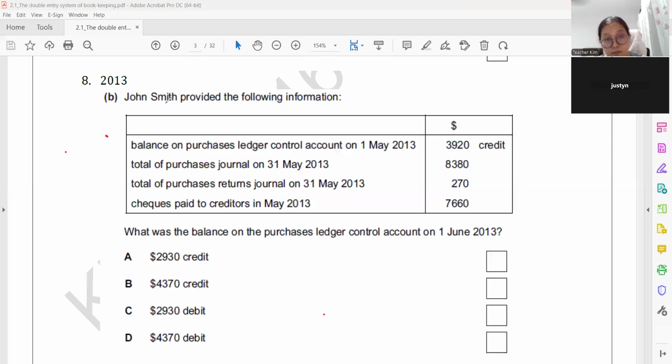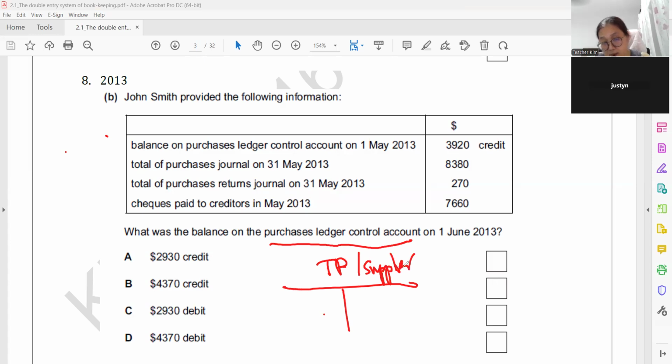Okay, for this question, they are talking about the purchases ledger control account. The purchases ledger control account actually is a trade payable account, which is a supplier account. Okay. So supplier account, what are the items in the debit side? What are the items in the credit side? So I want you to try first before we discuss. Okay. I give the standard items in the trade payable account first. Credit side, balance BD. This is a current liability.